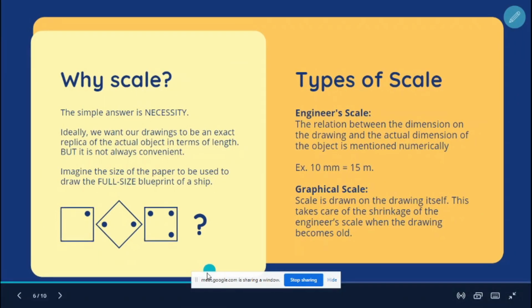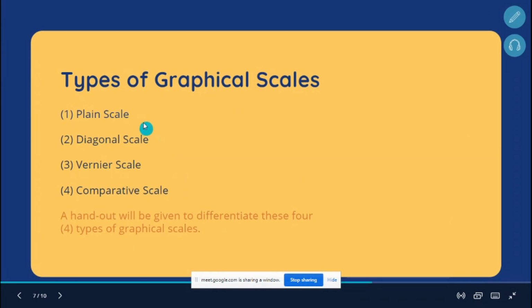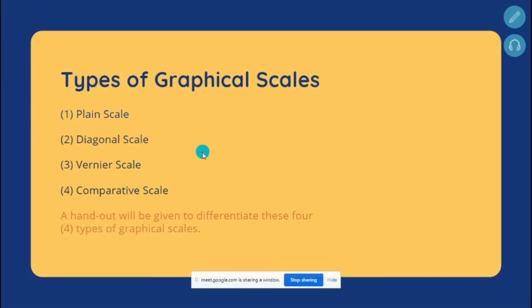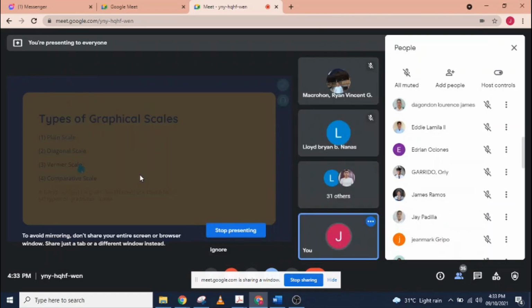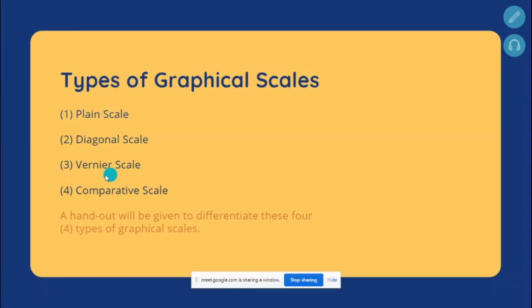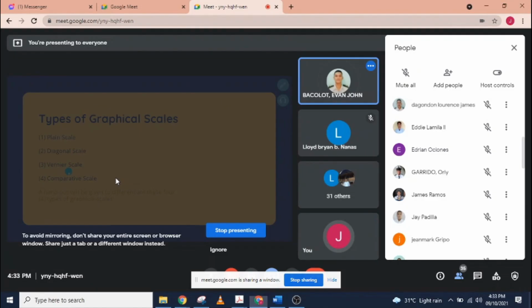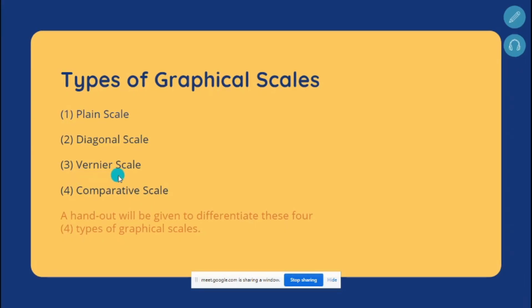Now, there are 4 types of graphical scale. We have plane scale, diagonal scale, vernier scale, and comparative scale. Machine shop, class, this is actually part of the tools in your machine shop. What is that tool, if you can identify? The vernier scale, what tool is it in your machine shop? Vernier caliper. So that's actually related to this vernier scale.